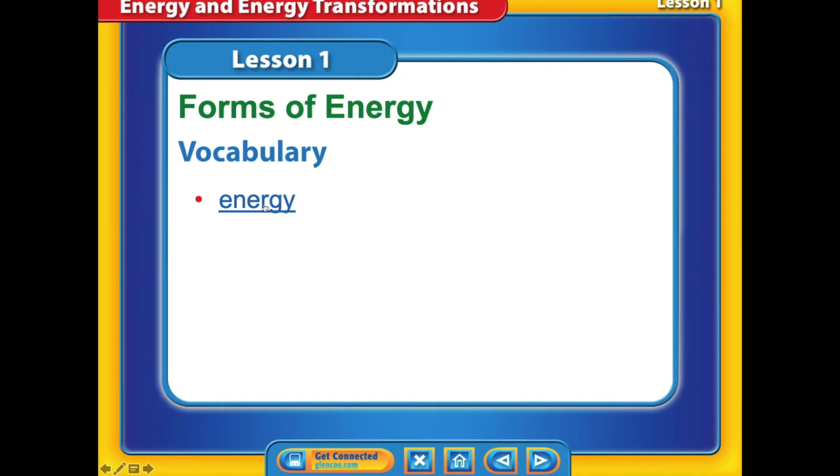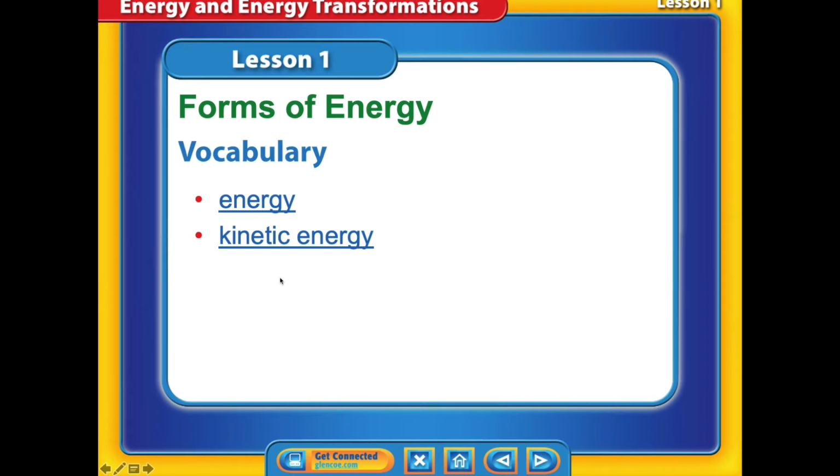So I'd like to spend a minute and go over the vocabulary for lesson 1. Here is our first word. Energy, the ability to cause change. So that is our first word, energy. Our second word is kinetic energy, energy due to motion.